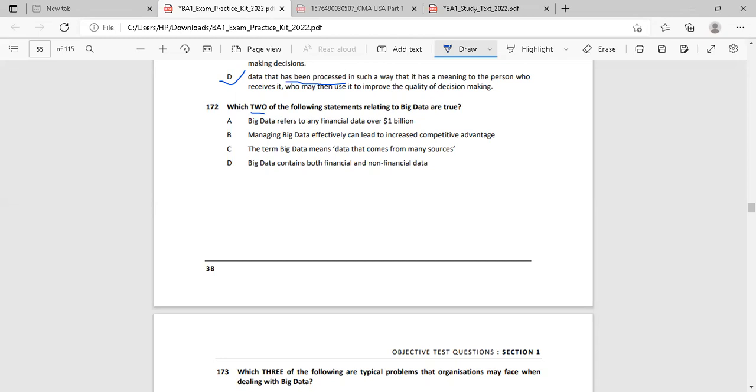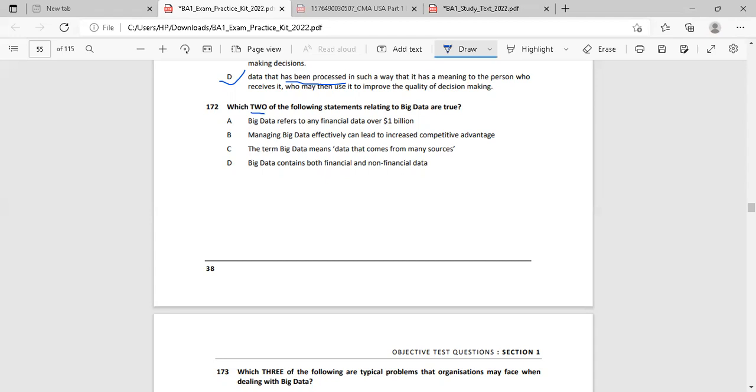C says that the term big data means data that comes from many sources. See, the term big data doesn't mean that, but one of the attributes of big data is a variety of sources from which the data is collected. But big data is data which is big in size, not about it coming from a variety. It is also one aspect of it. Then we see the fourth one: big data contains both financial and non-financial data, variety of data.